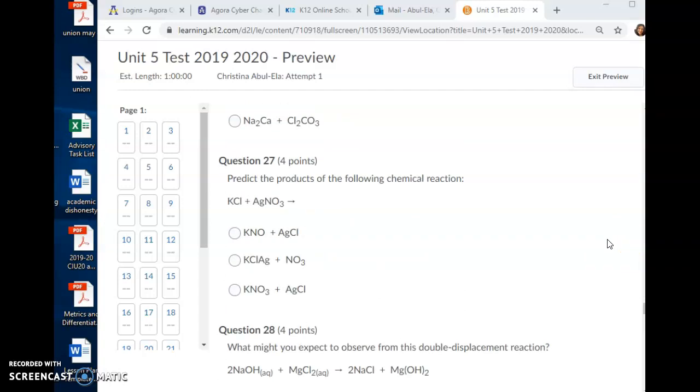Question 27. Predict the products of the following chemical reaction. Potassium chloride plus silver nitrate yields KNO plus AgCl, KClAg plus NO3, or KNO3 plus AgCl.